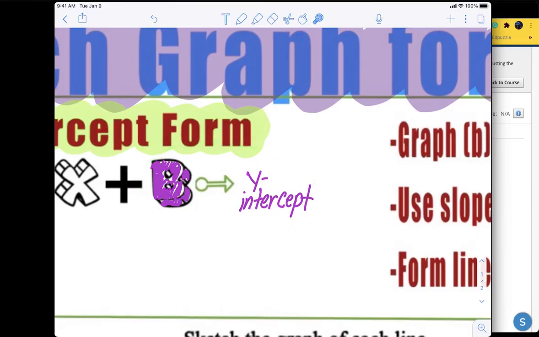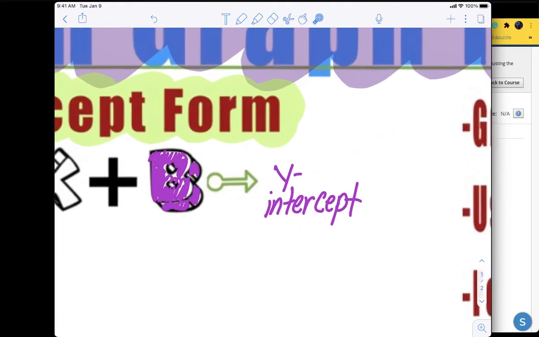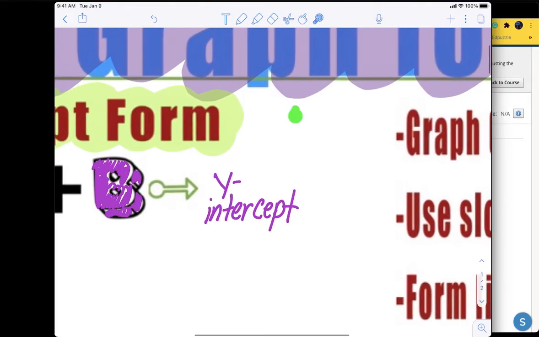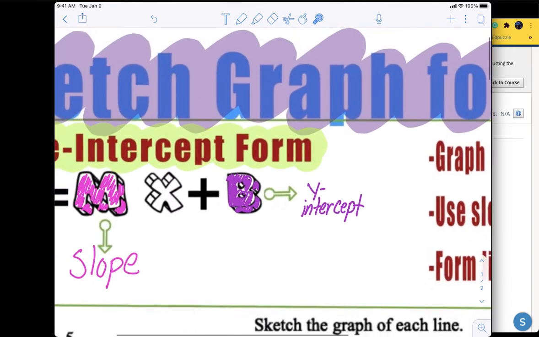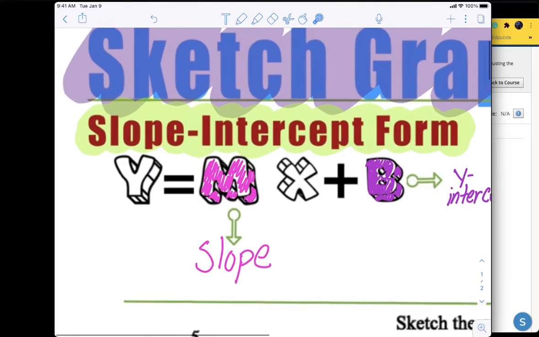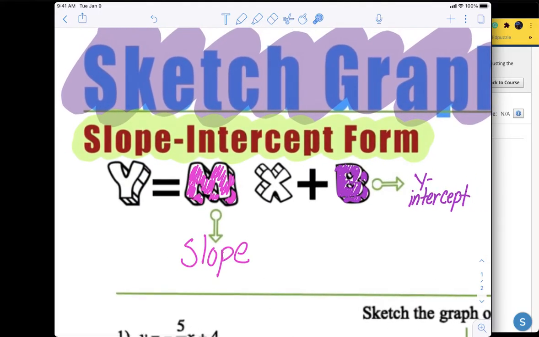So literally, whatever b is means where the line touches our y-axis, right? And the y-axis we know goes up and down. So this is the y-axis, and this is the x-axis. The y-axis is the one that goes up and down. Okay? So let's keep that in mind. So y equals mx plus b, slope-intercept form, with m being our important part and b being another important part of this equation. All right?